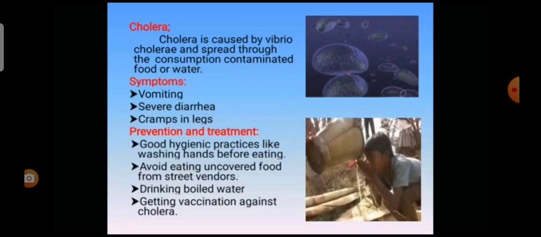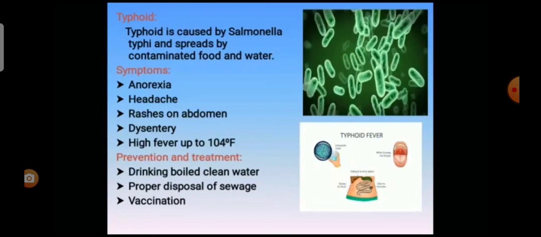cramps in legs. Prevention and treatment for cholera. Good hygienic practices like washing hands before eating. Avoid eating uncovered food from street vendors. Drinking boiled water, getting vaccination against cholera. Next disease is typhoid. Typhoid is caused by Salmonella typhi and spreads by contaminated food and water.